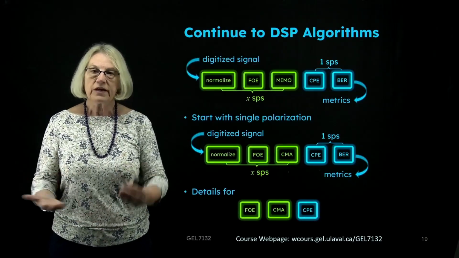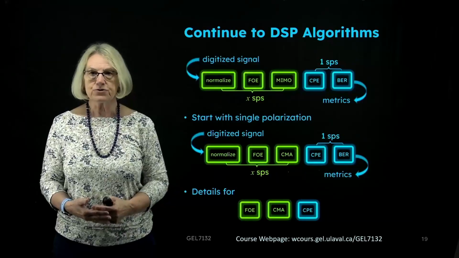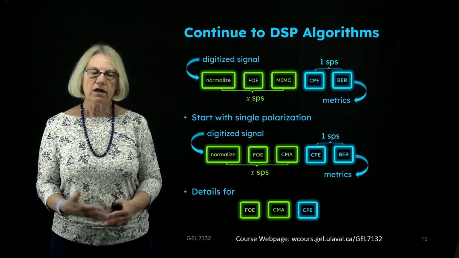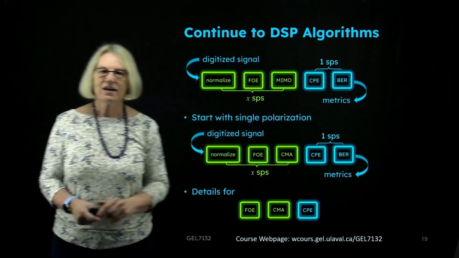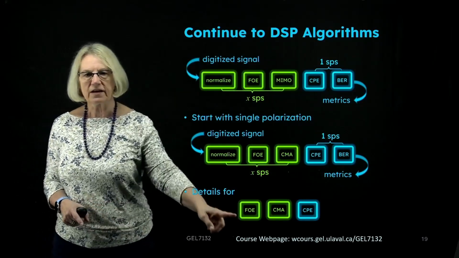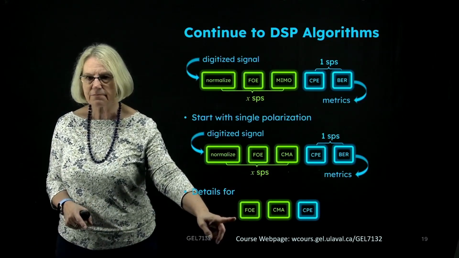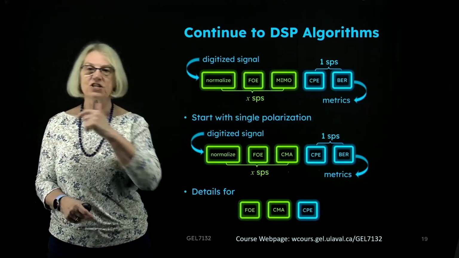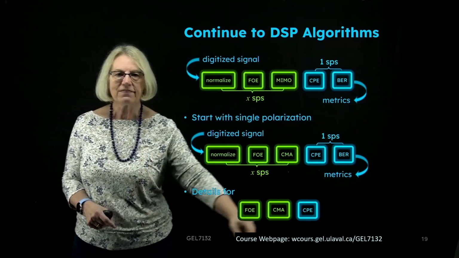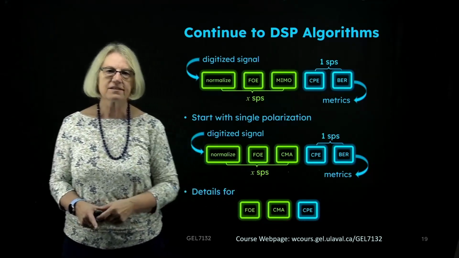So in the following lectures, I'm going to be talking about the 3 most important blocks that you see here in this digital signal processing chain. I'm going to talk about the frequency offset estimation, the constant modulus algorithm that does both equalization and timing recovery, and then finally the carrier phase estimation.